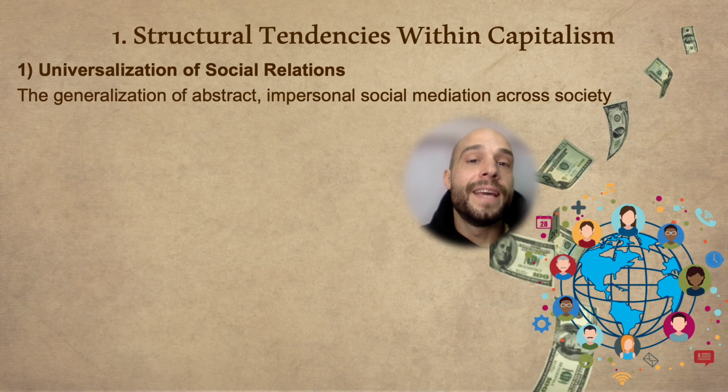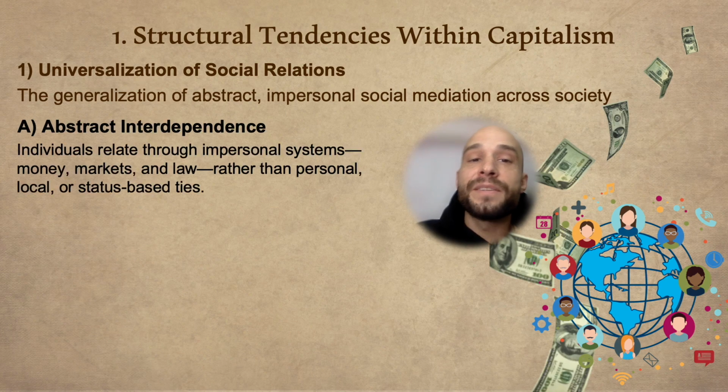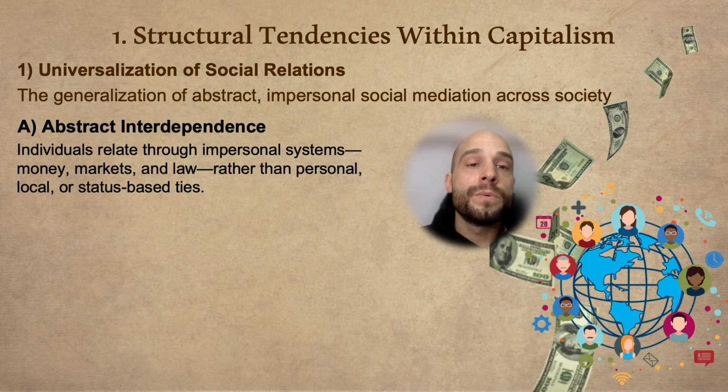The first tendency immanent to capitalism that becomes a precondition for its eventual Aufhebung, or abolition, is the universalization of social relations, the spread of abstract, impersonal forms of social mediation across society. Okay, what does that mean? Well, at its core, it's about abstract interdependence. Under capitalism, individuals no longer relate primarily through feudal ties, caste, or personal obligation. Money, markets, and law become king. They become the dominant mediators of social life.